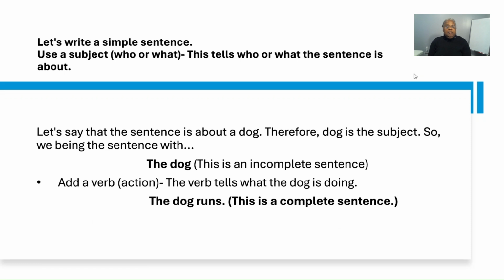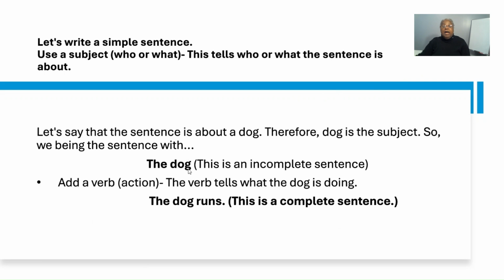Let's write a simple sentence. Use a subject. This tells who or what the sentence is about. Let's say that the sentence is about a dog. Therefore, dog is the subject. So, we begin the sentence with the dog. This is an incomplete sentence because we don't have a verb in it to tell the action of the dog.